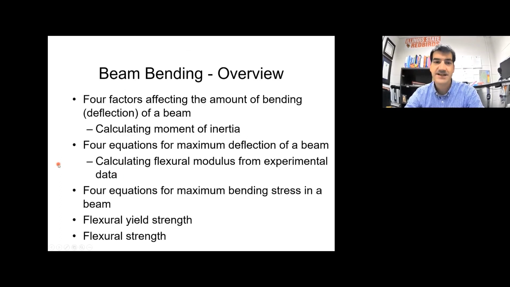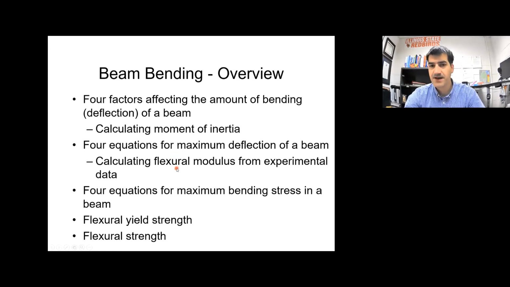What we'll talk about in this slide presentation are the 4 different factors that I've already mentioned in the virtual experiment. These 4 different factors that affect the amount of deflection in a beam, or you could also think about it as the amount of force that the beam can support. They're kind of 2 different ways of thinking about the same idea. To do that, we're going to calculate the moment of inertia. That's one of the big calculations that we're going to get to today. And we're going to talk about some equations for the maximum deflection in a beam.